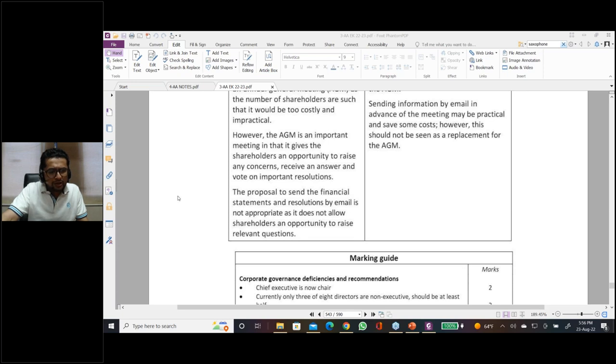How do we identify the board is in imbalance? Well, the question says there are 5 executive and 3 non-executive directors. So they are not in balance. They should be equal.